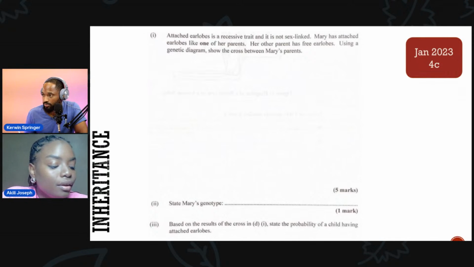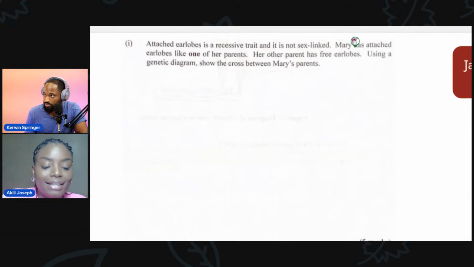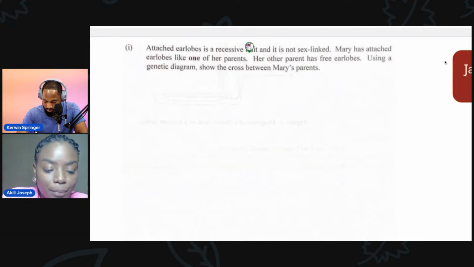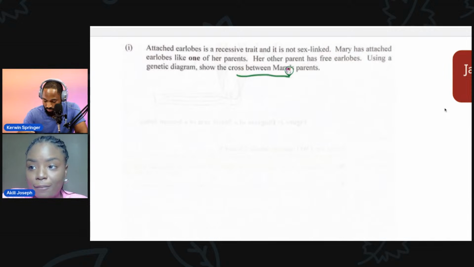So in January 2023, they were asking about Mary. They say attached ear lobes is a recessive trait and it is not sex-linked. Mary has attached ear lobes like one of her parents. Her other parent has free ear lobes. Using a genetic diagram, show the cross between Mary's parents.